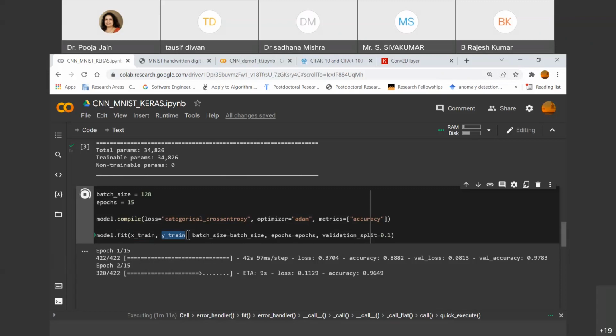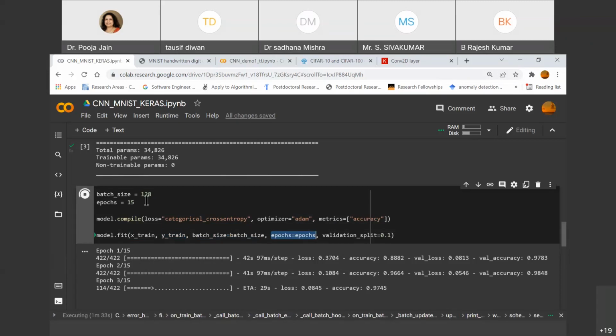Okay, batch size is equal to 128, epochs equal to 15. An epoch is nothing but consideration of all the samples in the training set. Total 60,000, so one pass over the 60,000 is one epoch, and the second pass over 60,000 is the second epoch, like this. We will be running our model for 15 epochs, and the validation split is 10%.